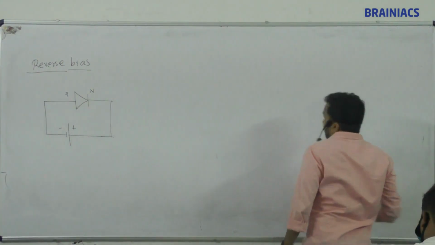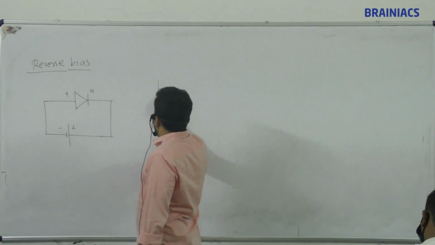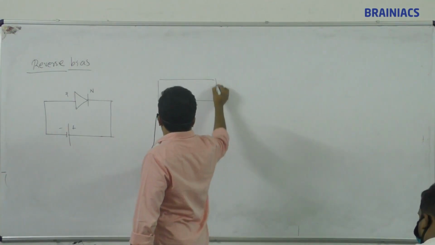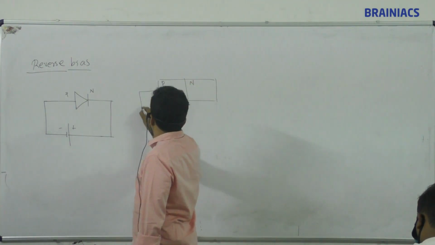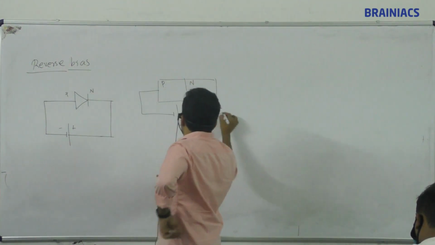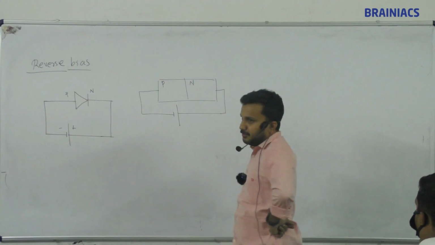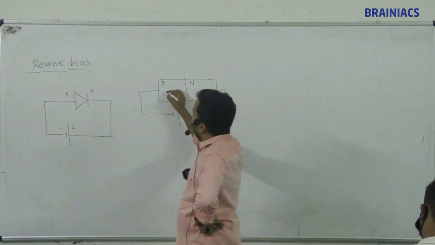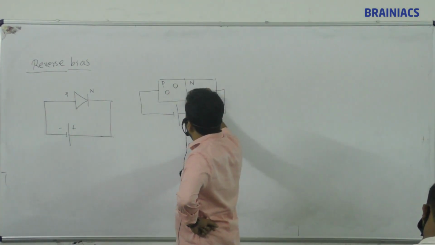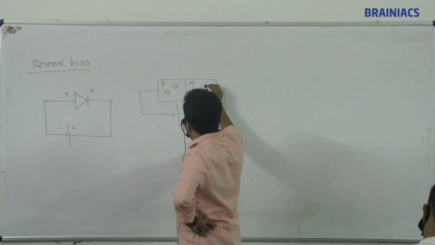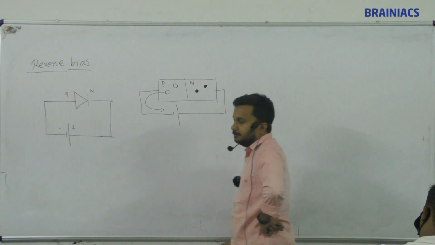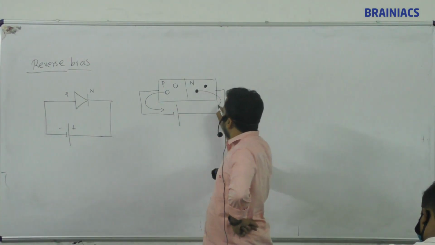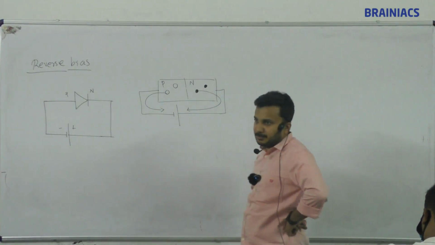Opposite directions. Okay, so in a real lattice structure, how is it happening? We have a p-type material and an n-type material. P is connected with the negative and n is connected with the positive terminal of the battery. Here holes are available, here electrons are available. So these holes are moving towards the negative terminal and these electrons are moving towards the positive terminal of the battery.